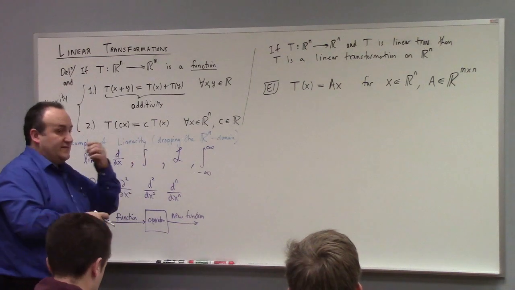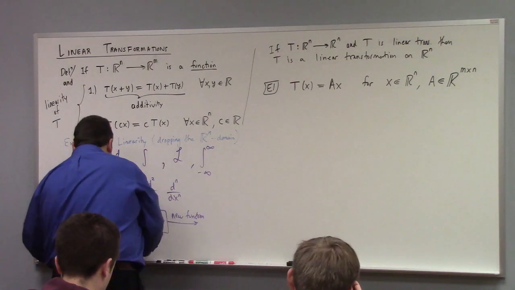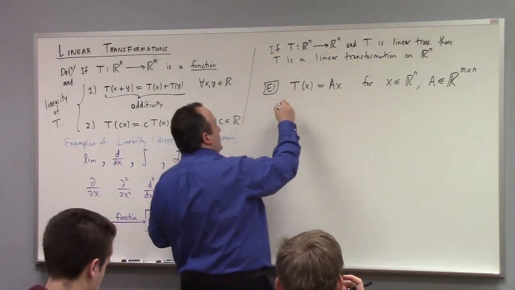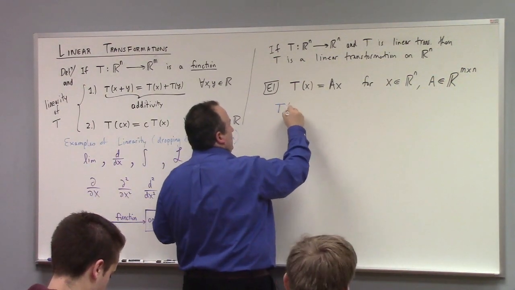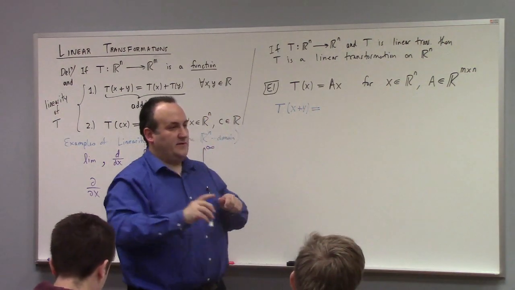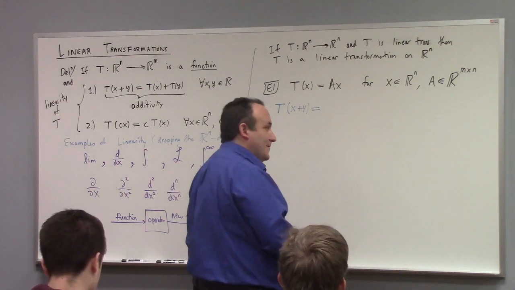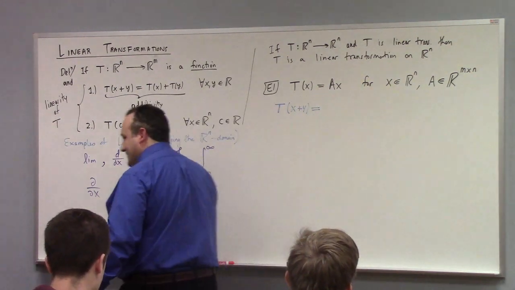So is this a linear transformation? Let's work it out. So we have T of x plus y is equal to, sorry, I meant to throw this over here.